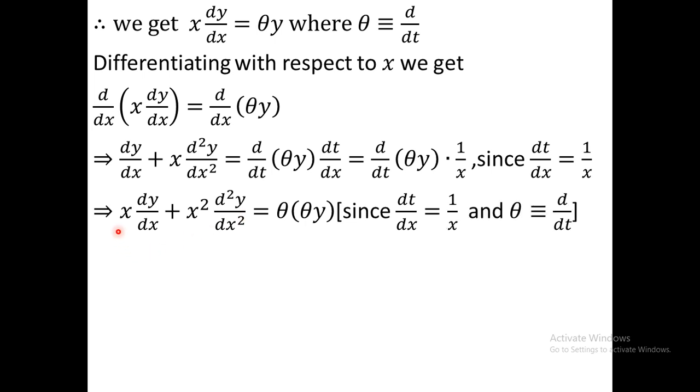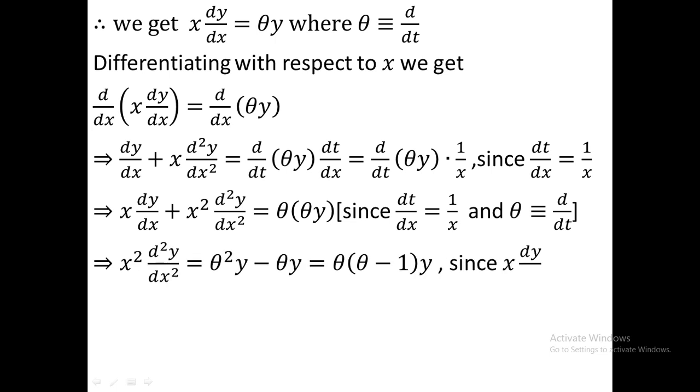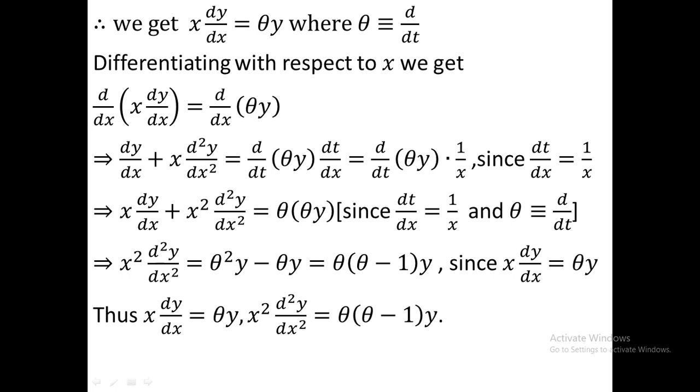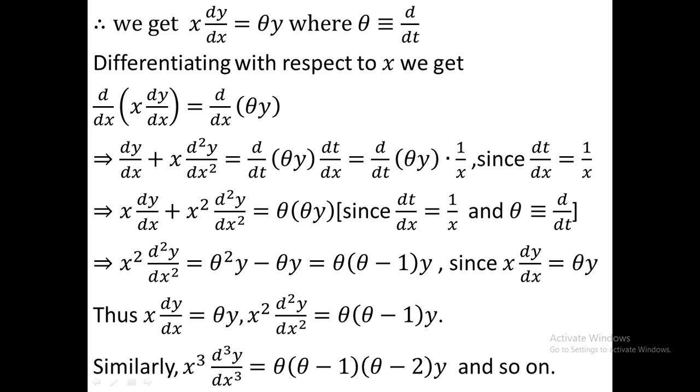Again on the left hand side, x dy/dx means θy. So x² d²y/dx² equals θ²y minus θy, that is θ(θ−1) of y. So we get x dy/dx equal to θy and x² d²y/dx² equal to θ(θ−1) of y. If we calculate further, then we get x³ d³y/dx³ equal to θ(θ−1)(θ−2) of y, and so on.